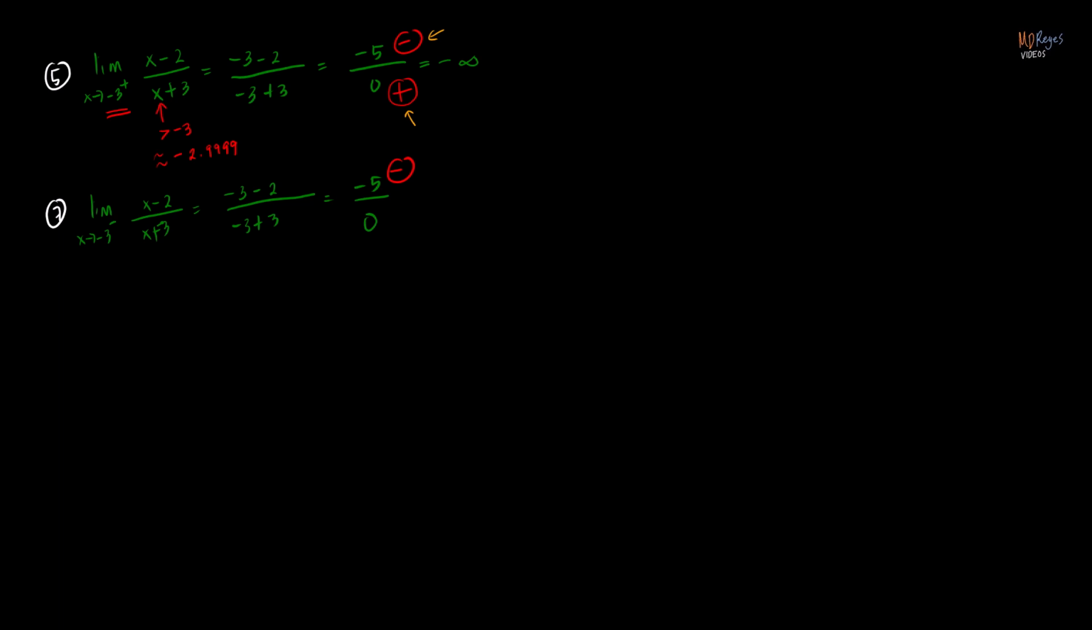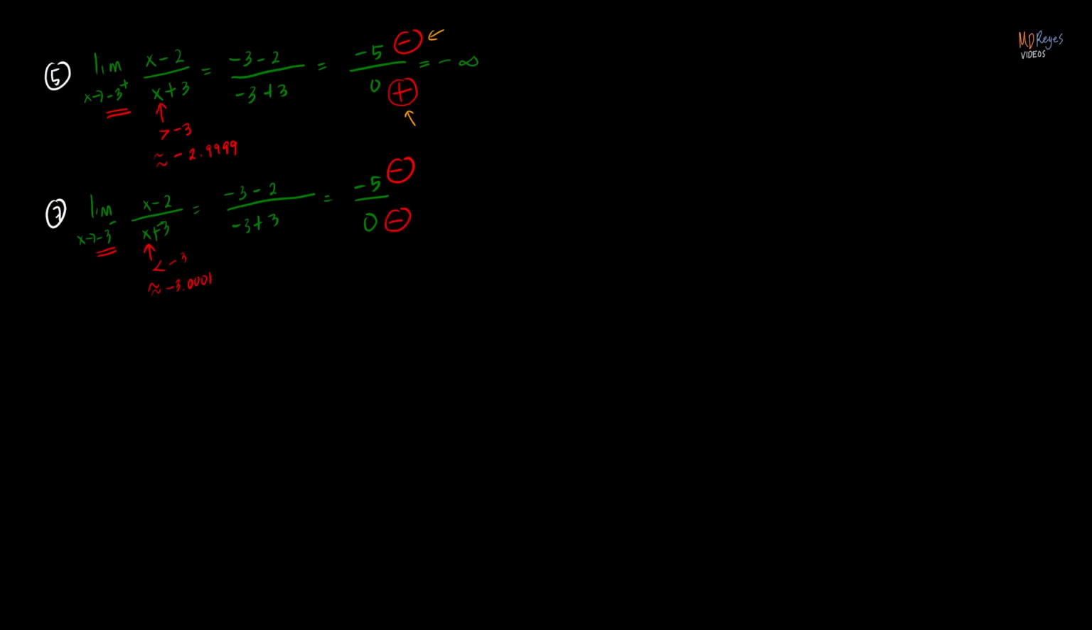So what about the denominator? As x approaches negative 3 from the left, it means x is a number very close to negative 3 but less than negative 3. Let's take a number from the left of negative 3. Let's say negative 3.0001. Then x plus 3 here will be a negative number.